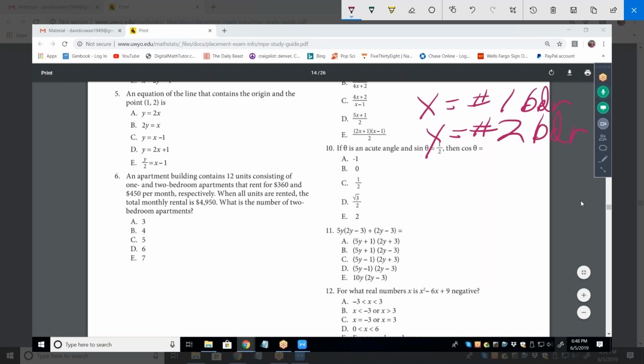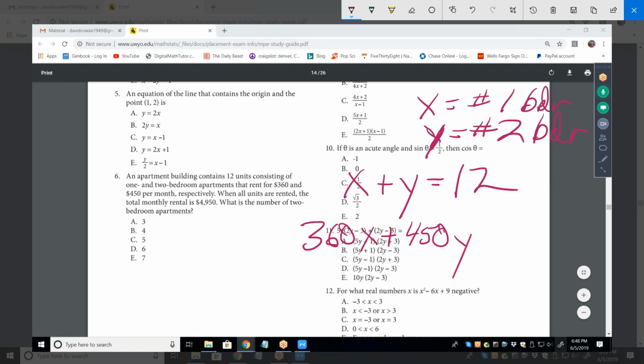They only want to know the number of 2 bedroom apartments, but we need to allow for the 1 bedroom apartments in order to solve it. Now, the first thing I can say is x plus y equals 12. Right? Tells me there's 12 units in this apartment building. Second thing I can say is that the 1 bedroom apartments rent for $360. So 360x is the income you'd get from your 1 bedroom apartments if you were the landlord. This is the income you would get from your 2-bedroom apartments, 450 times the number of them you have. And we know that when all units are rented, the total income is $4950. So there's our 2 equations and 2 unknowns.